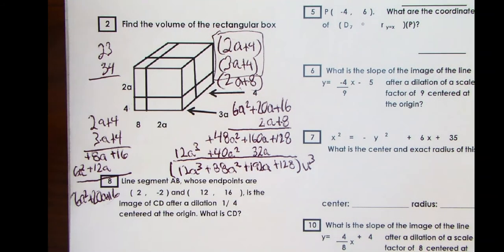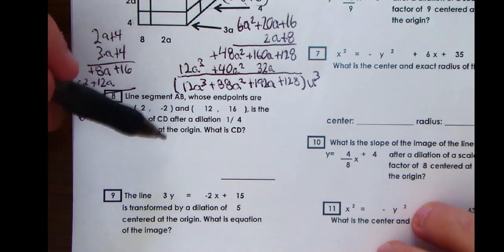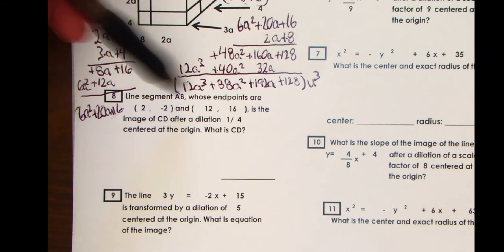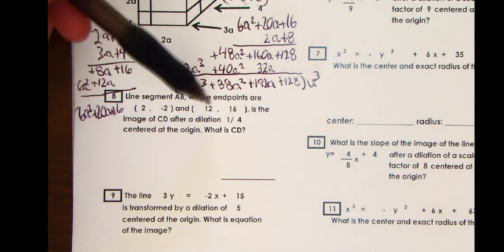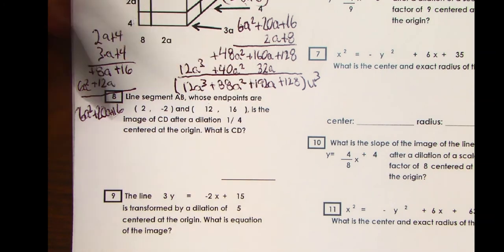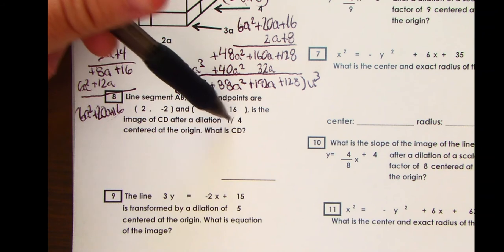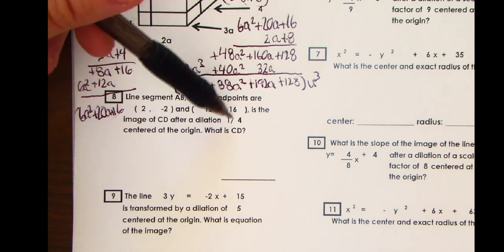All right, number 8 now. And of course you have another one like this. Number 4 is also like it. All right, line segment AB, whose endpoints are (2, -2) and (12, 16), is the image. So this is the image of CD after a dilation of 1/4. So 1/4 means it got smaller, right?